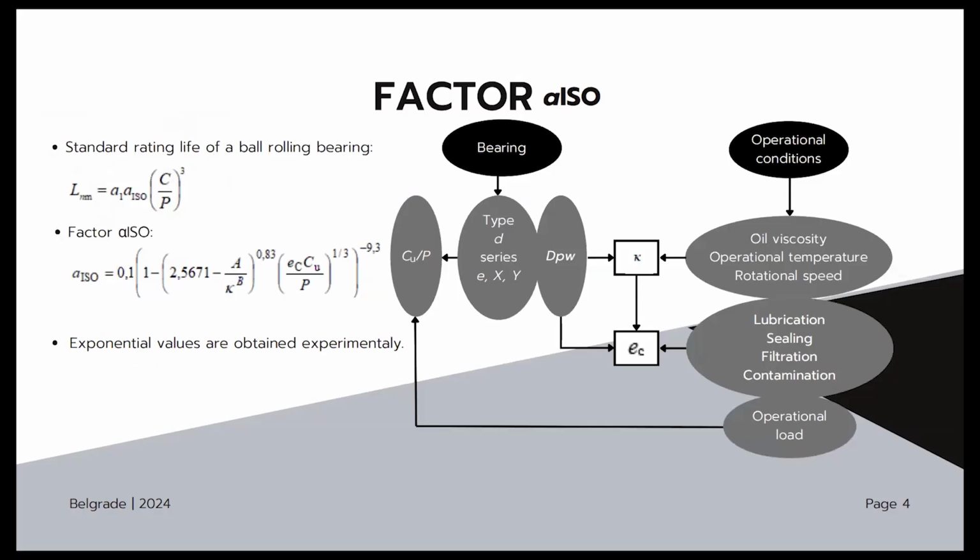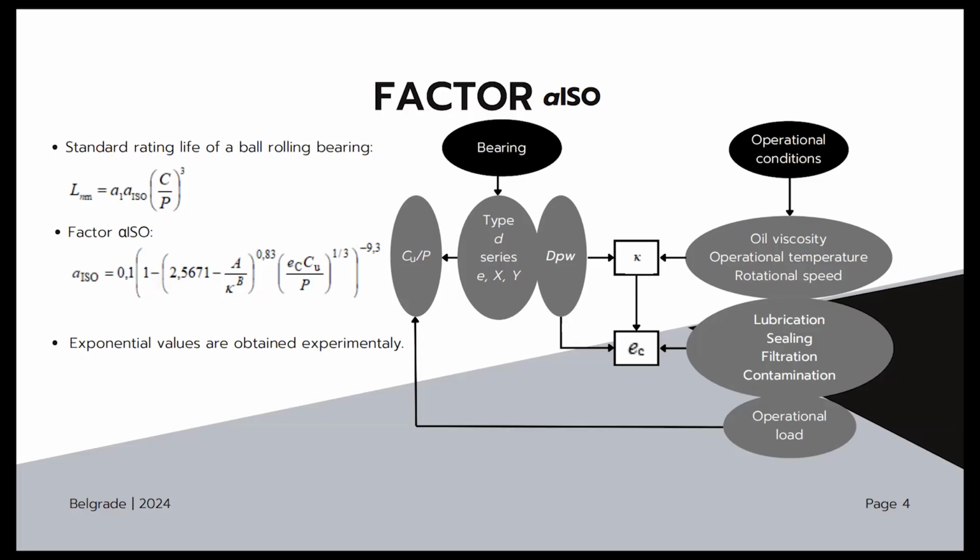Here is the standard equation for calculation of the standard rating life for a ball rolling bearing. The basic equation doesn't consider factor a ISO. So it just considers factor a1, which takes into account reliability. When the reliability of the bearing is 90% or more, that parameter is equal to 1. Also, we can see the equation for calculation of factor a ISO.